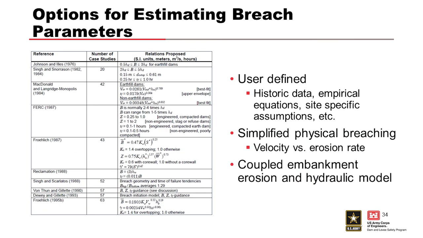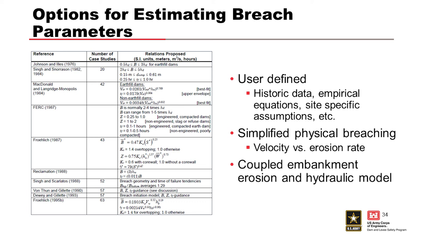These are the different options for estimating breach parameters. You have the empirical ones that many of you are familiar with. There's also some simplified physical breaching. We use this a lot for levees, where we don't have that data, where there's an HEC-RAS that's built in, where you can just do a relationship of velocity versus erosion, and that depends on the type of materials your levee is built out of. It's a really good way to get the analysis moving forward. And then you can do some detailed assessment like DL Breach.